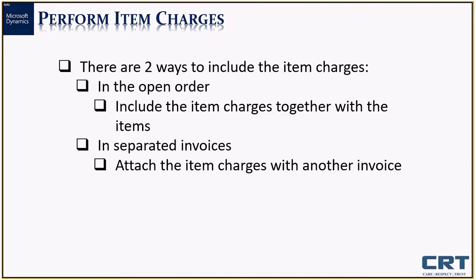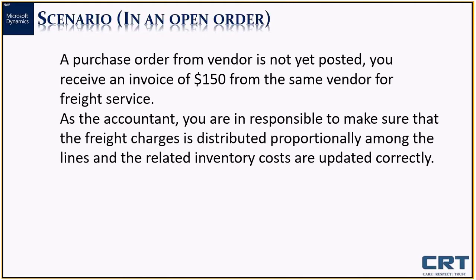Alright, so let's go back to the first scenario, the purchase scenario, which is the open order scenario. Again, you have a purchase order from a vendor which is not yet posted, and you receive an invoice of $150 from the same vendor. The $150 is for the freight charges. You, as an accountant, are responsible to record this to your item cost and make sure it is updated correctly. So what are we going to do with this scenario?